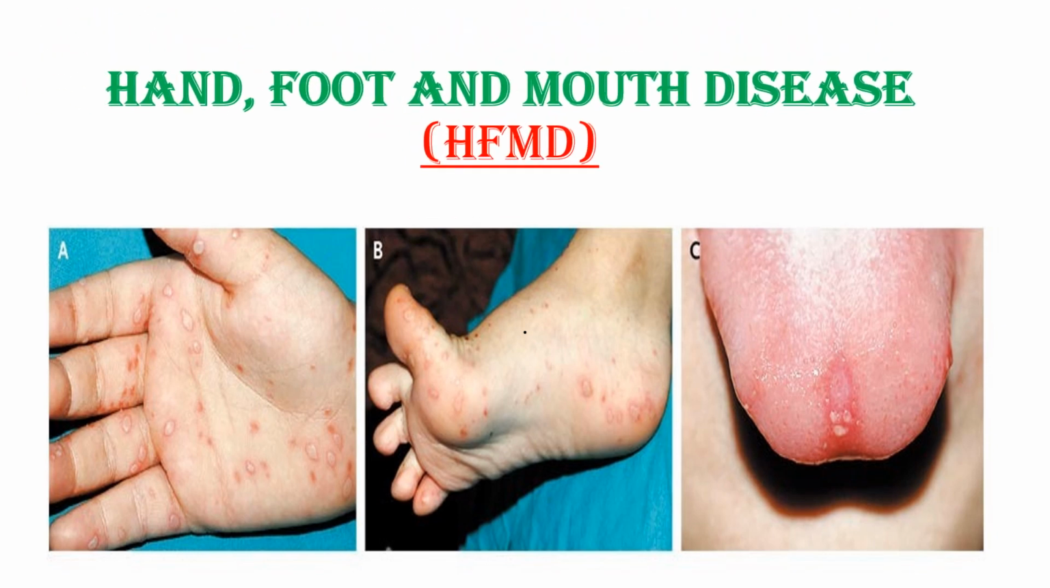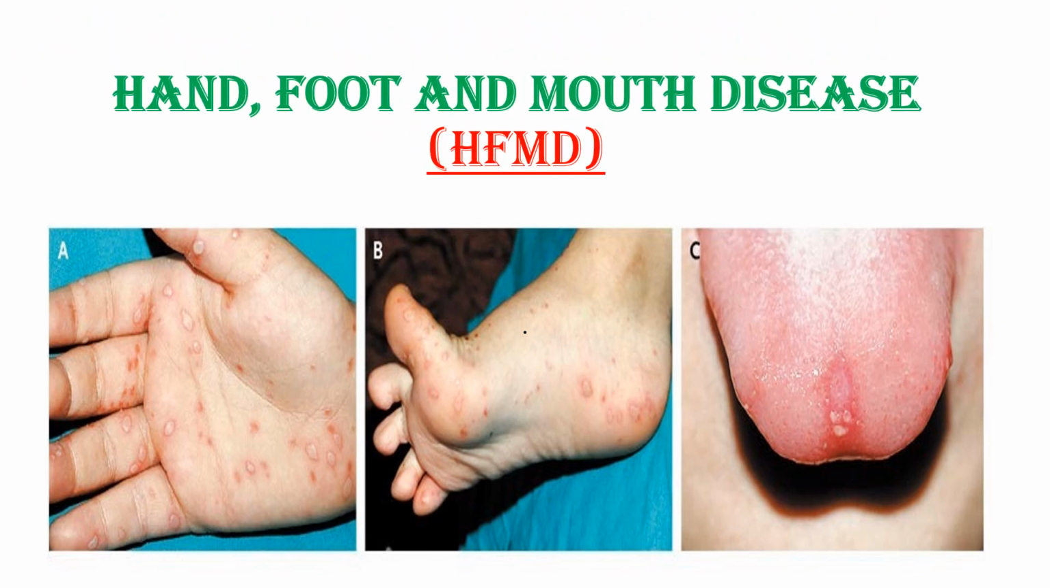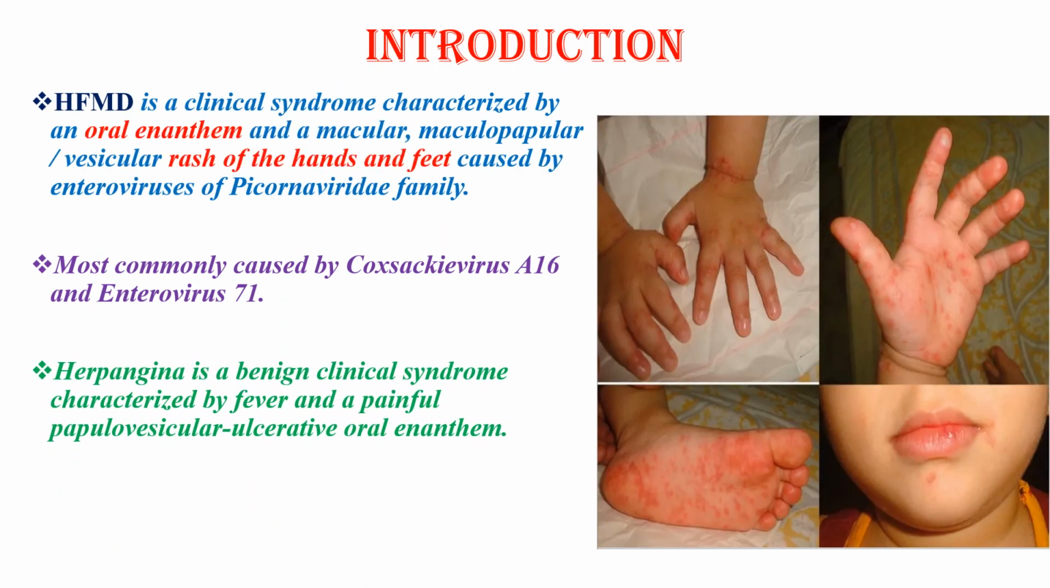Hello everyone, this lesson is on hand, foot and mouth disease, or HFMD. Hand, foot, mouth disease is a clinical syndrome characterized by an oral enanthem and a macular, maculopapular or vesicular rash of the hands and the feet, caused by enterovirus of the Picornaviridae family. Most commonly, HFMD is caused by Coxsackie virus A16 and enterovirus 71.